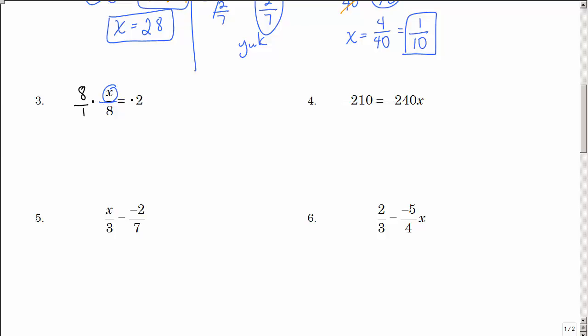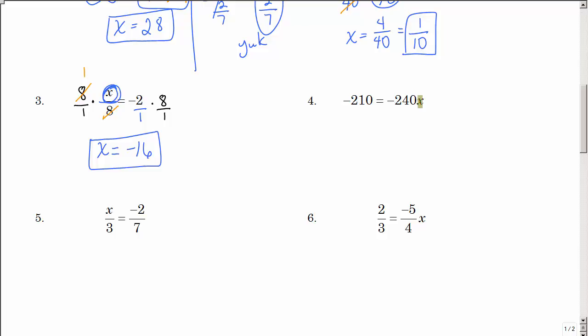So I'm going to multiply both sides by 8. Why am I going to do that? Well, because those 8's are going to reduce to 1, and I'm left with 1x. That's over 1, so I just have negative 16. Isn't that easy? So what you want to do is look at your x and ask, what is being done to my x, and how do I undo that?